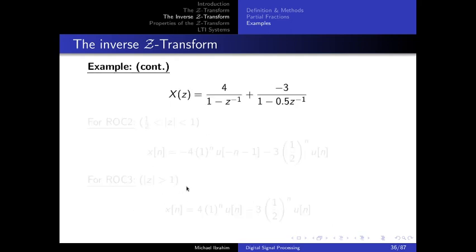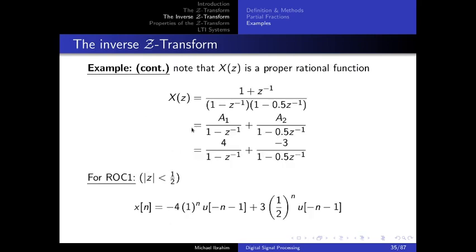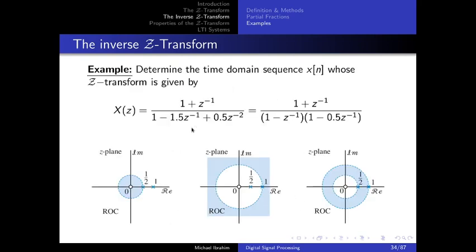Moving on to the second region of convergence, ROC2, which is in between the two circles, one at half and one at 1. Let's go back here and take a closer look. So this is the second region of convergence. For the pole at half, the ROC is going outward. So the term corresponding to the pole at half should be a right-sided signal. So for the pole at half, the term would be half to the power n u of n.